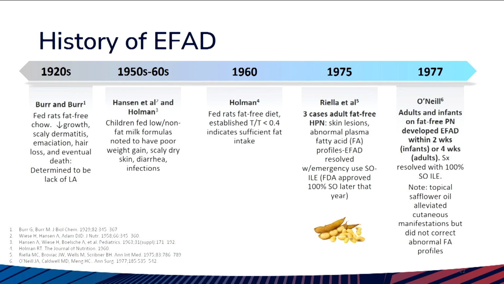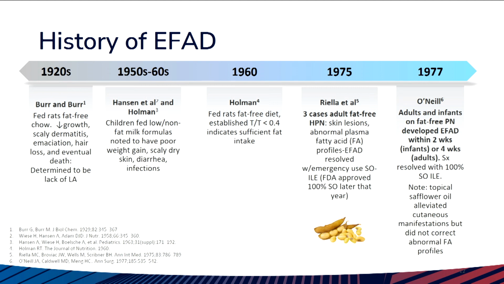Then Hansen and Holman in the 50s and 60s looked at children that were fed low and non-fat milk formulas, and we saw the same things: poor weight gain, all these skin symptoms, and they actually had some infections. In 1960, Holman, who we'll talk a lot about, fed rats a fat-free diet, and that's where he established that a TT ratio of less than 0.4 indicates sufficient fat intake. So that was our initial TT ratio: if it's less than 0.4, you're getting enough fat in your diet.